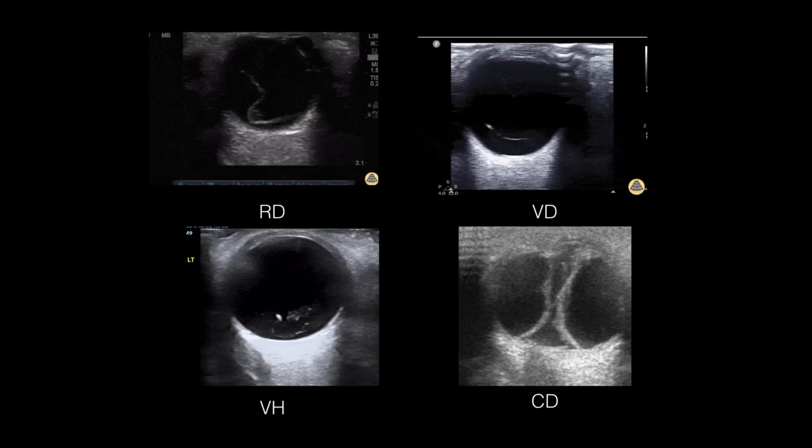And here are all the main four posterior eye pathologies we just mentioned.